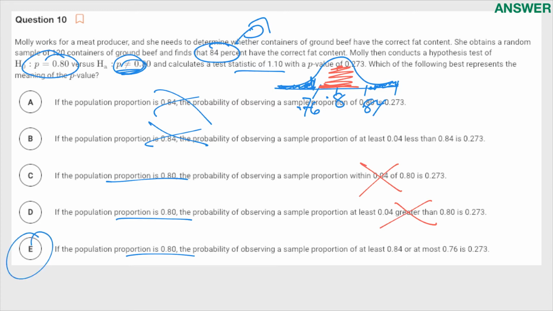If the population proportion is 0.80, the null hypothesis is the center of the sampling distribution. The probability of observing a sample proportion of at least 0.84 or at most 0.76, which is the two blue shaded areas, is 0.273. That's the correct answer, E.